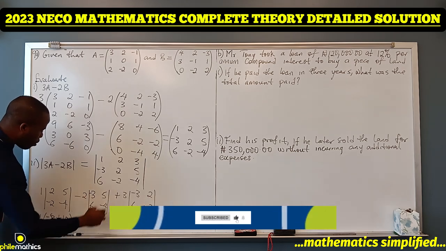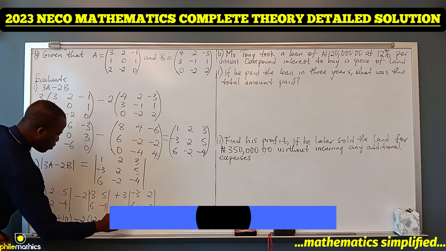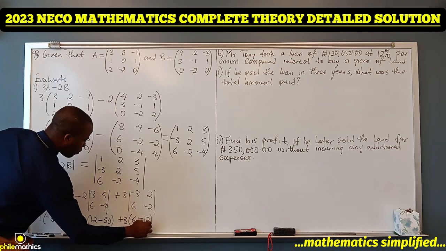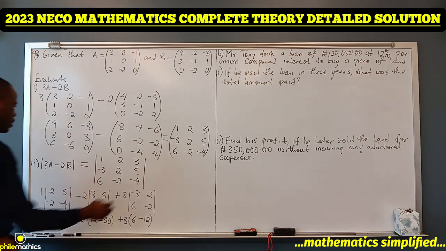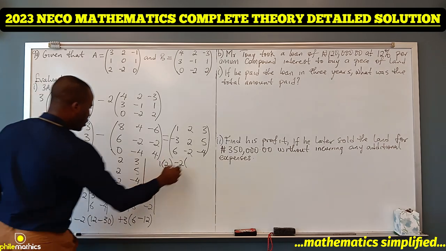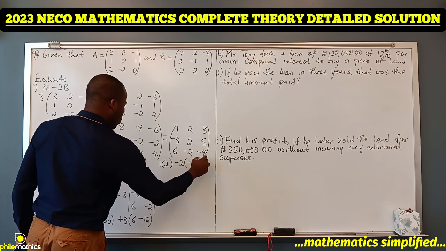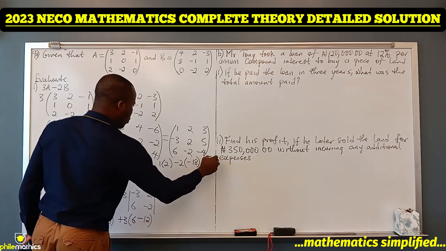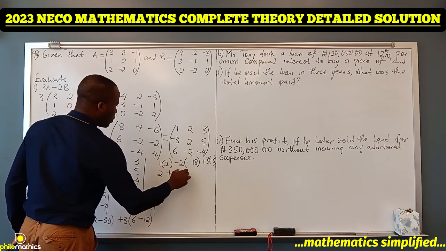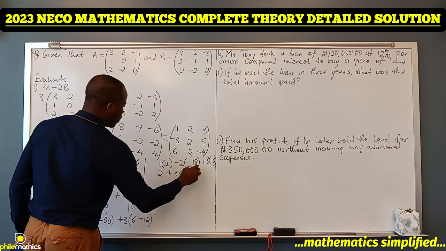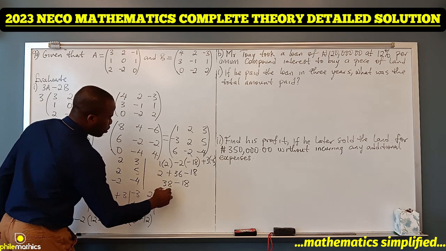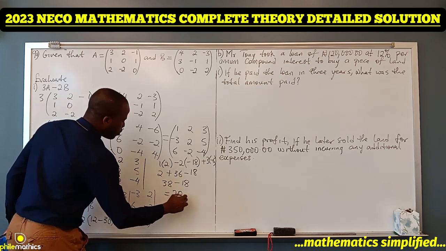12 minus 30, plus 3, 6 minus 12. And if we do that, 10 minus 8 is 2, minus 2, 12 minus 30 is minus 18, plus 3 times 6 minus 12 is minus 6. So we have 2 plus 36 minus 18. So this is 38 minus 18. So this will be 20. So the determinant is 20.